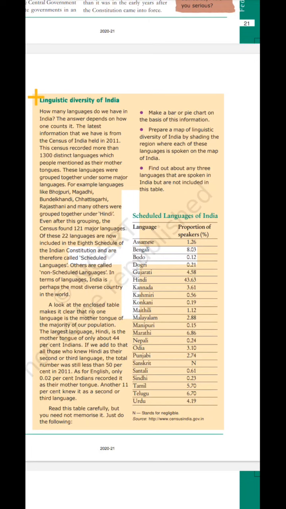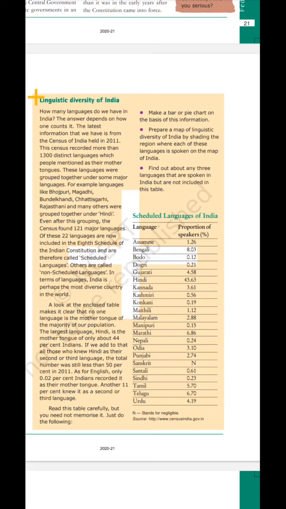Linguistic diversity of India. How many languages do we have in India? The answer depends on how one counts it. The latest information that we have is from the Census of India held in 2011. This census recorded more than 1300 distinct languages which people mentioned as their mother tongues.